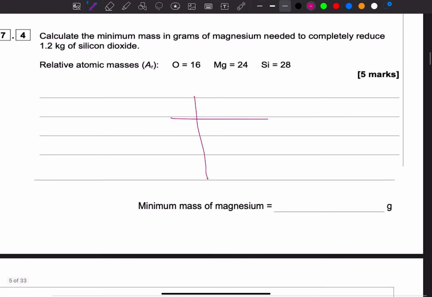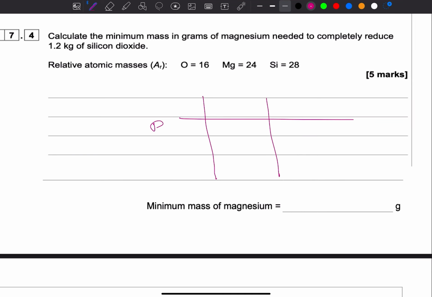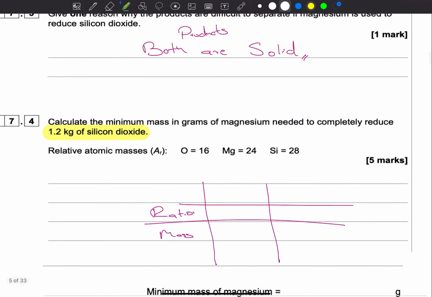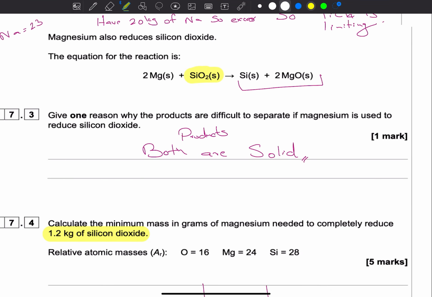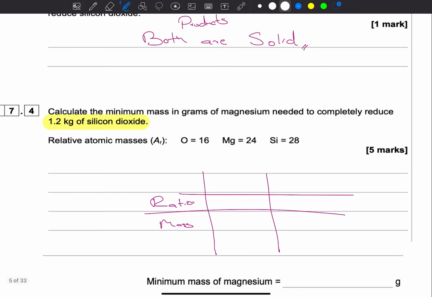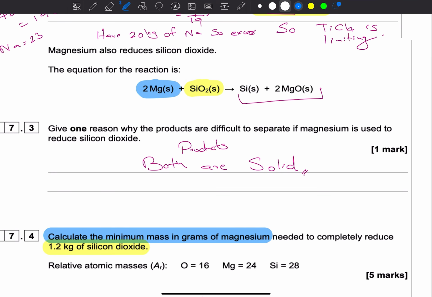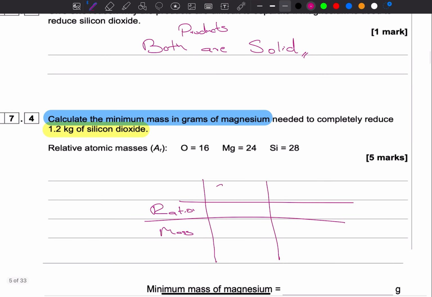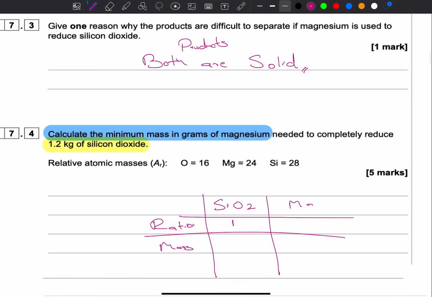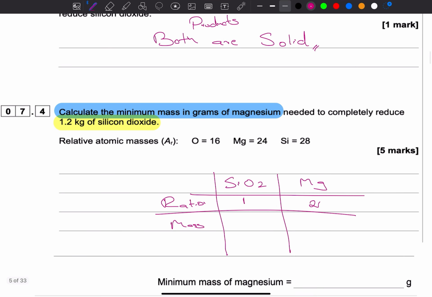So next one, mass calculation. Here, ratio, mass. What is given to you? 1.2 kg of silicon dioxide, which is silicon dioxide here. That one, the silicon dioxide. And what will they want you to find? They want you to calculate the minimum mass of magnesium. Magnesium is here. So silicon dioxide is SiO2. There's no ratio number, so it's 1. Mg, the ratio number is 2 on there. That's what they want.